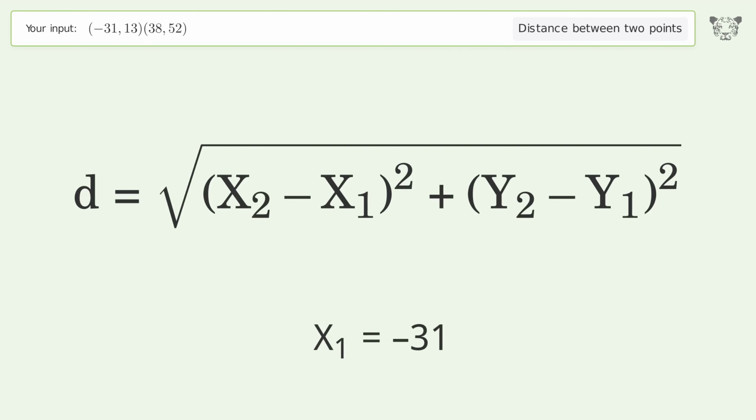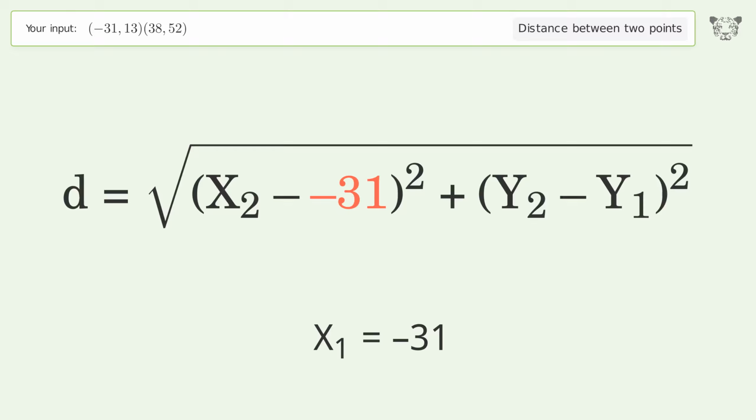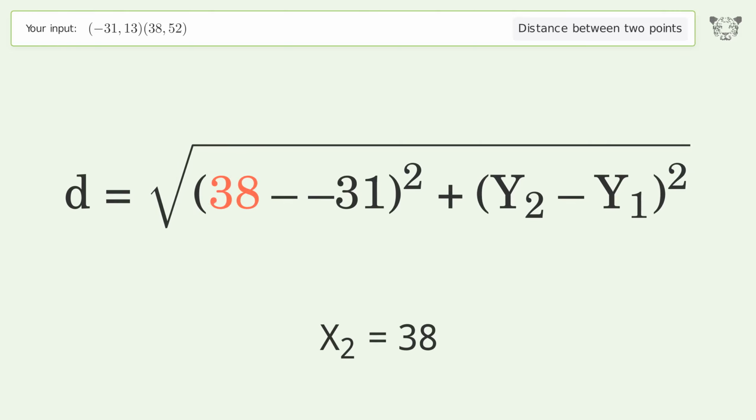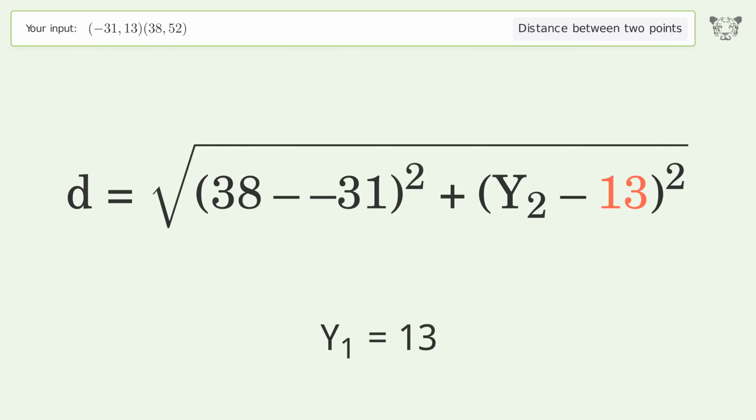x1 equals -31. x2 equals 38. y1 equals 13. y2 equals 52.